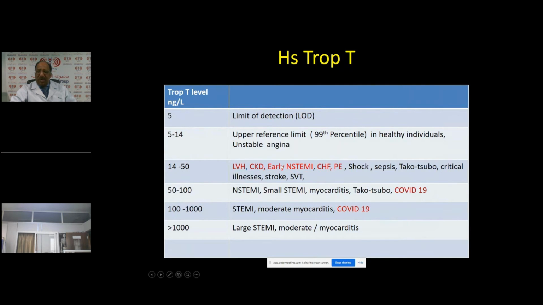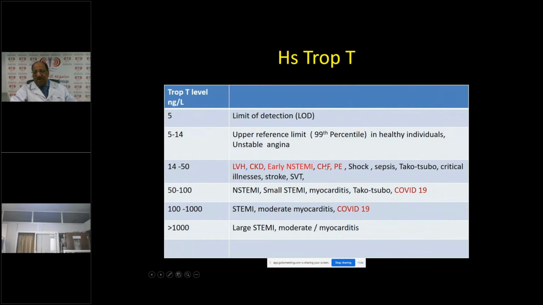14 to 50 can occur in various conditions, of which the commonest are LVH, CKD. Now in CKD, the levels are usually high because of the inability of the kidneys to excrete the troponin properly. So what you find is a stable level. If it is 28 today, it will be 28 tomorrow, 30 the day after tomorrow. It stays the same in all these conditions like CKD or LVH.